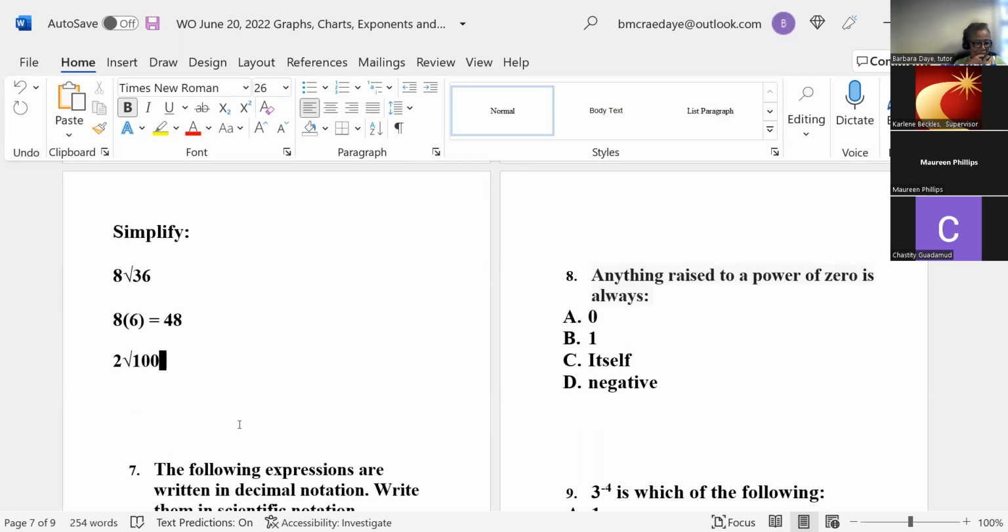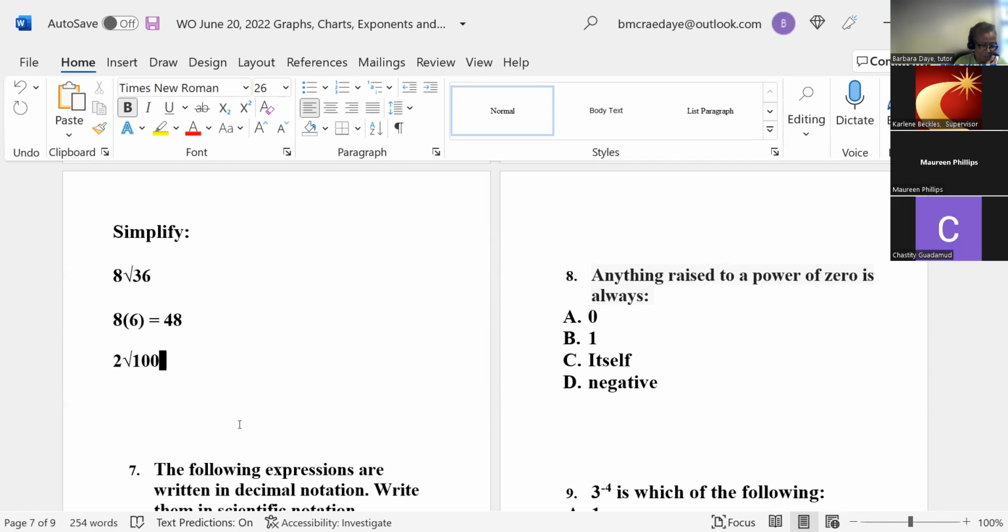What would that be, Maureen? 2 times the square root of 100. 50? Wait, is that the simplest? So what are factors of 100? 25 and 4. Is 100 a perfect square? Yes. Okay, so what's the square root of 100?